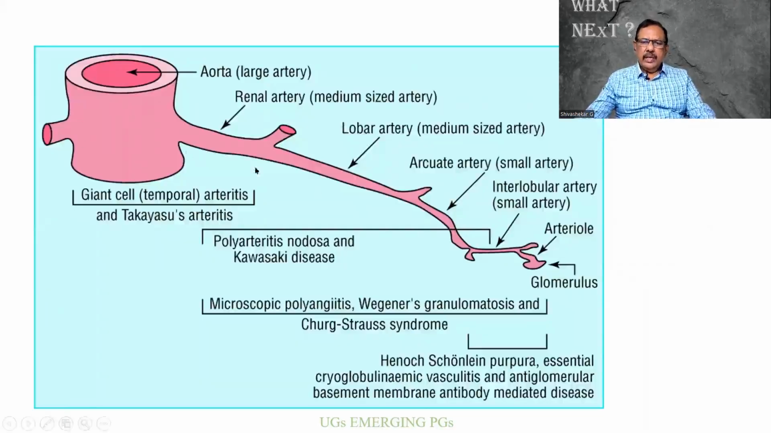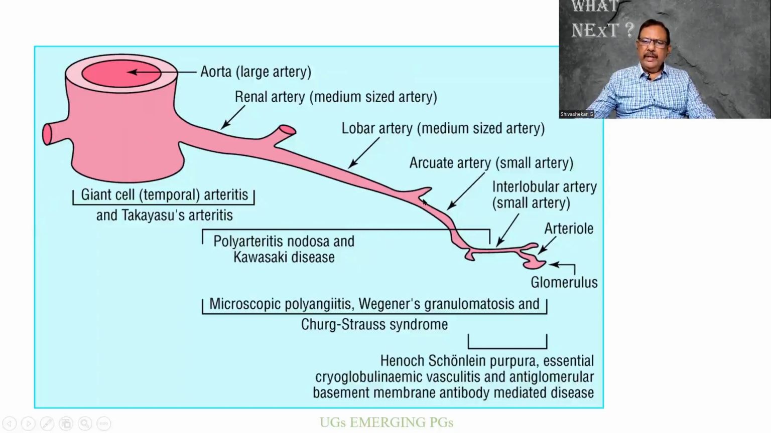Now, what is the schematic diagram showing us? It is arteritis. Some books call them vasculitis. So, there is aorta, the largest artery, and then there are some large blood vessels from which we can think of temporal giant cell arteritis and Takayasu's arteritis. Then there are the medium-sized blood vessels, such as the renal artery, in which we can be having polyarteritis and Kawasaki's disease.